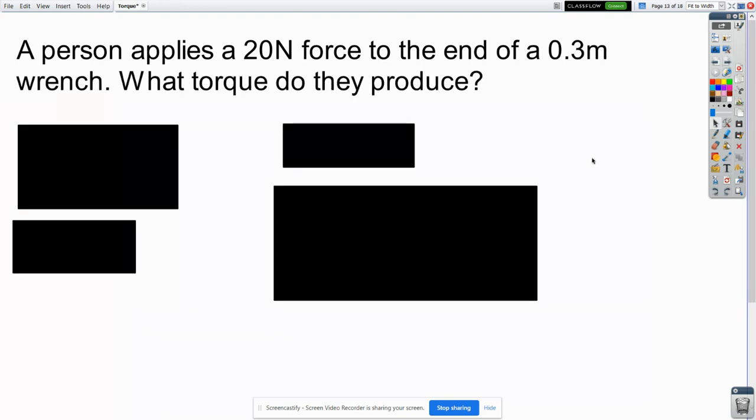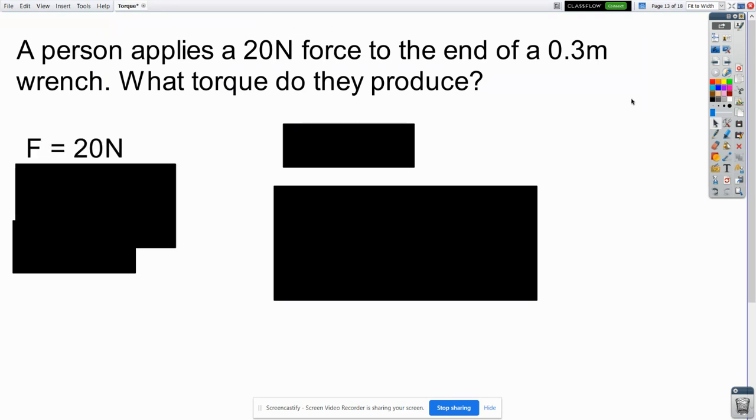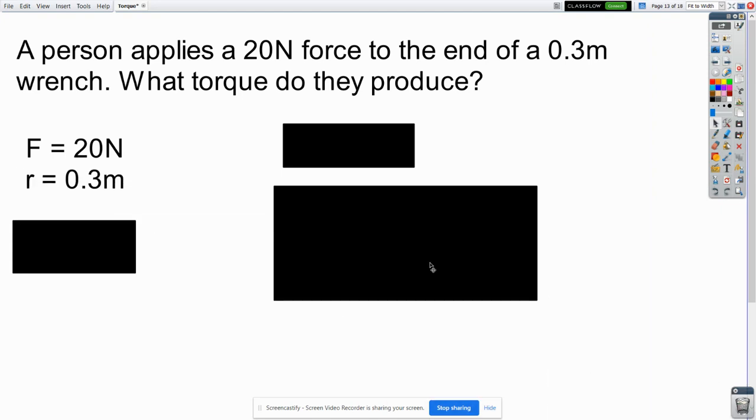Now what we're going to do is we're going to double the length of our wrench. Instead of a 0.15 meter wrench, we're going to have a 0.3 meter wrench. And we're going to see what happens to our torque. Again, the 20 newtons is the force. 0.3 meters is the length of the wrench, and that does go from the axis of rotation out to where the force is applied. And again, we will assume that we're going to apply the force all the way on the end of that wrench.